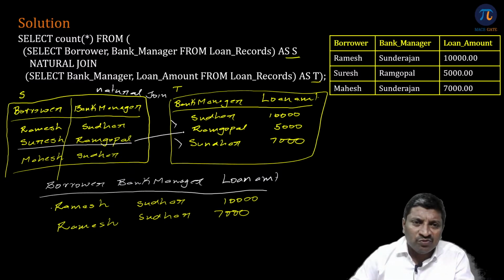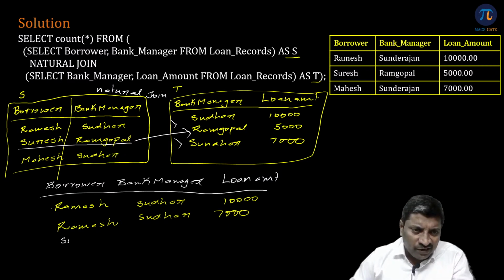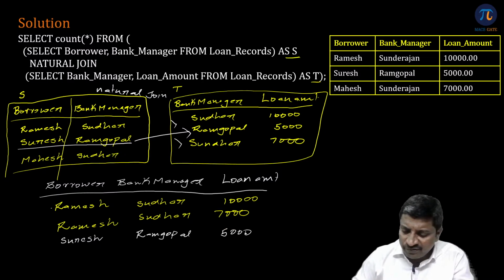Suresh Ram Gopal is having only one matching, so it will be written only one time. Let me write Suresh Ram Gopal, and the loan amount is 5,000. Fine. Then what about the third one, sir?